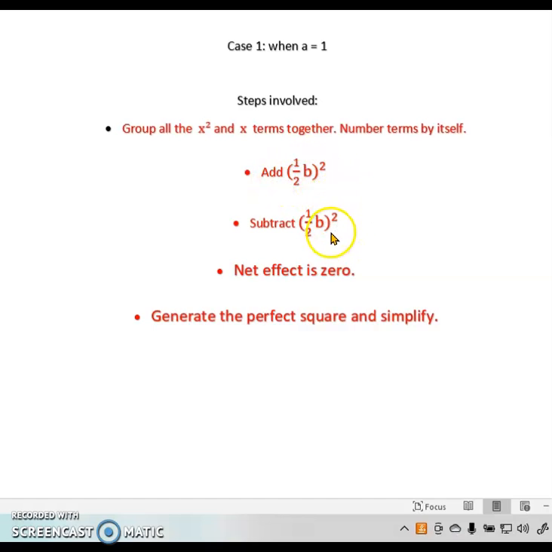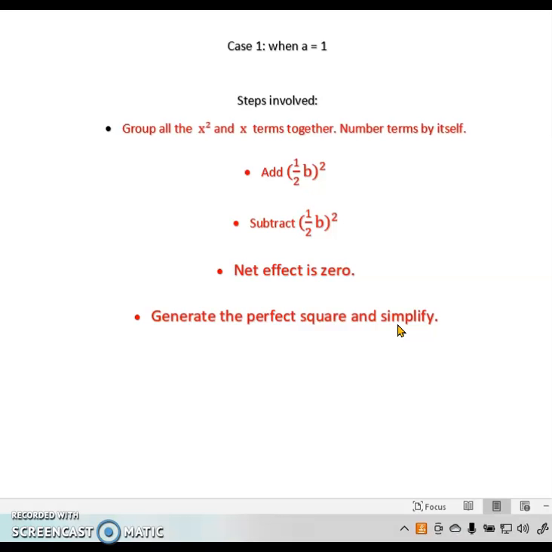So you're adding half of b, squared, and then subtracting half of b, squared. You add this and then you subtract it. Guess what? The net effect is 0. We're not doing anything much there. And when you add half of b and square it, what you end up doing is generating a perfect square. And afterwards, simplify everything. So these are the basic steps involved.